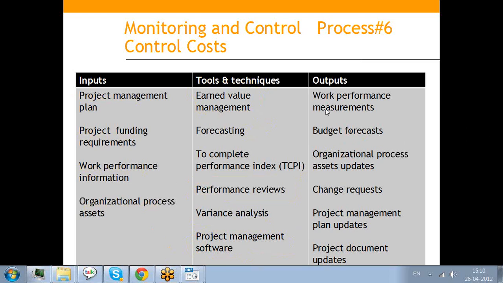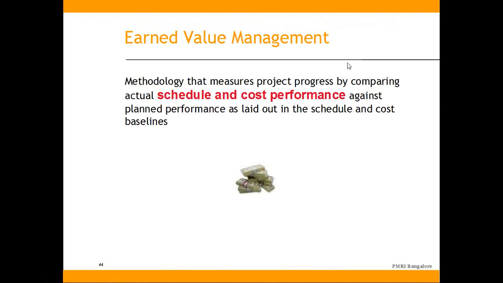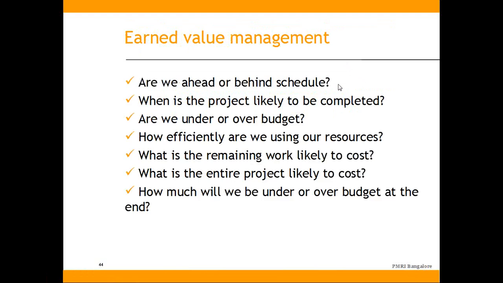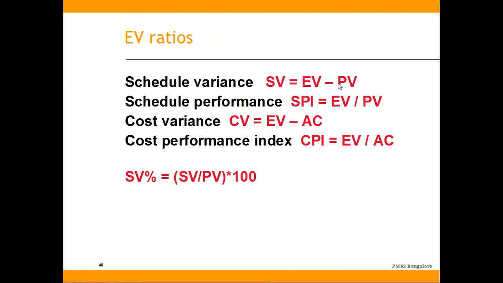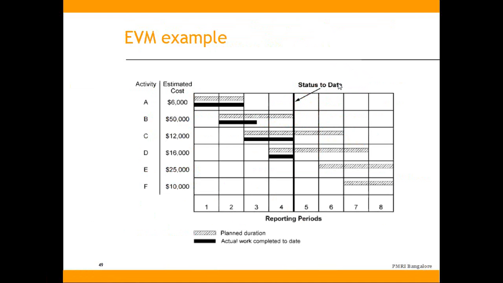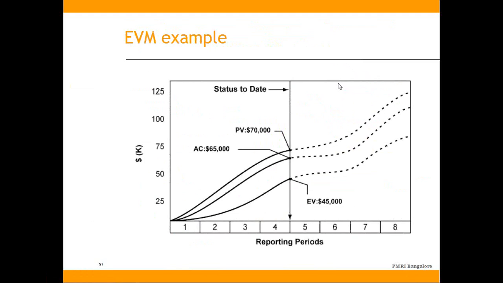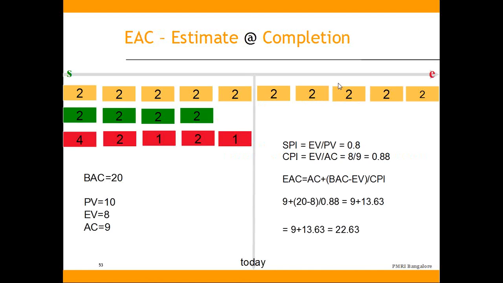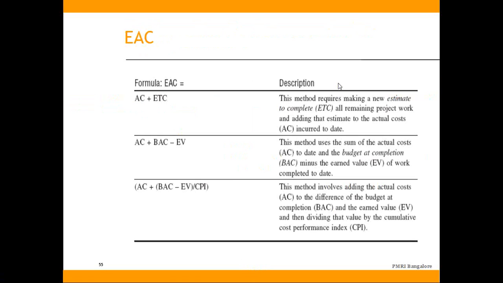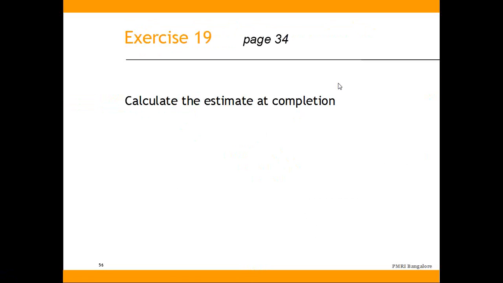So the outputs are work performance measurements, budget forecasts, organizational process assets updates, change requests, project management plan updates, and project document updates. That's fine. And the earned value part we already discussed, so I'm not discussing it now. If you want to go through it again, we have those videos already uploaded, so you can go through them.